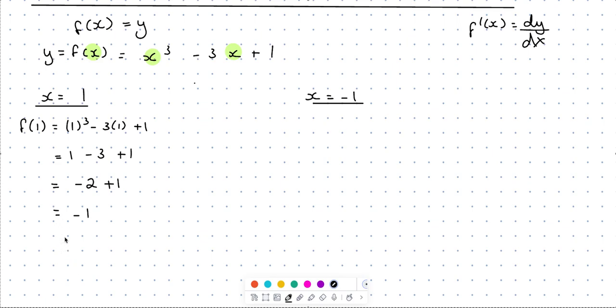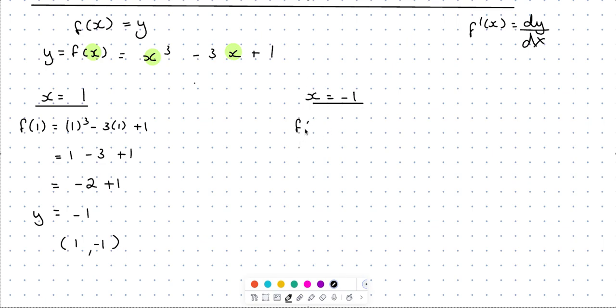1. So the coordinate, so for full marks here, for top marks, you have to record it as a coordinate. Coordinates always go x value first, y value second. So 1, minus 1. The next one that we're going to do is if we have minus 1.